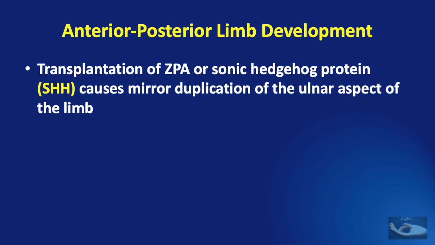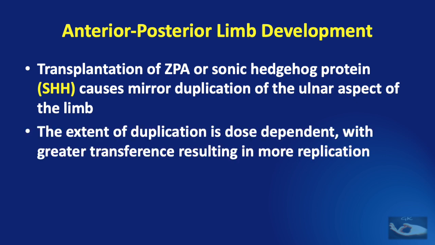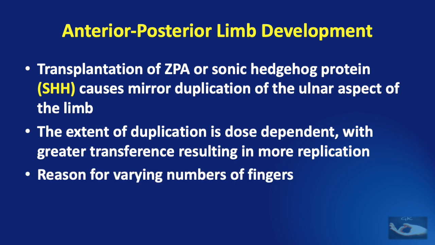Transplantation of the zone of polarizing activity or the sonic hedgehog protein, SHH, causes a mirror duplication of the ulnar aspect of the limb. The extent of this duplication is dose dependent, with greater transference resulting in more replication. And this is the reason for development of multiple numbers of fingers, sometimes known as polydactyly.